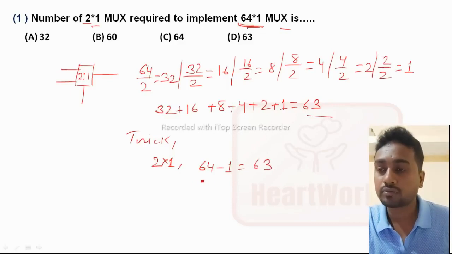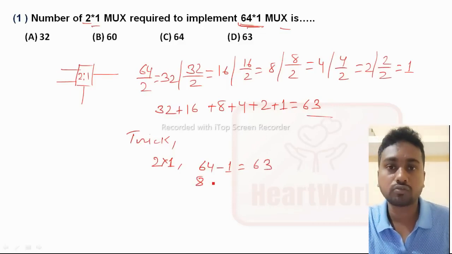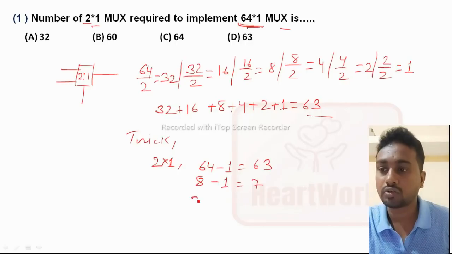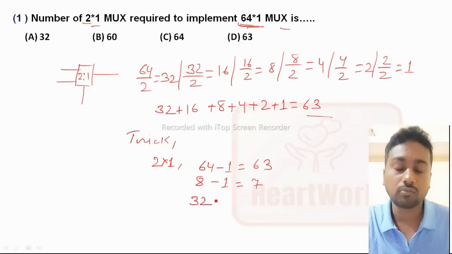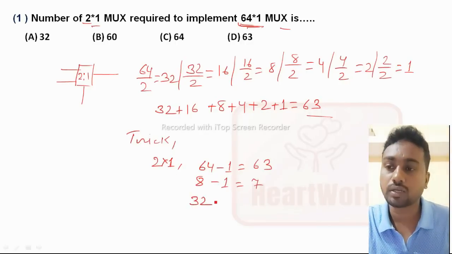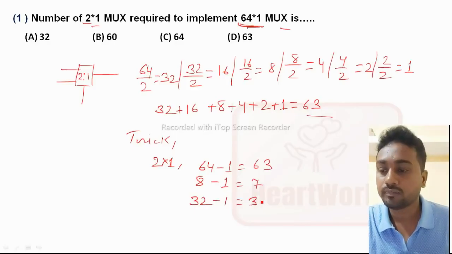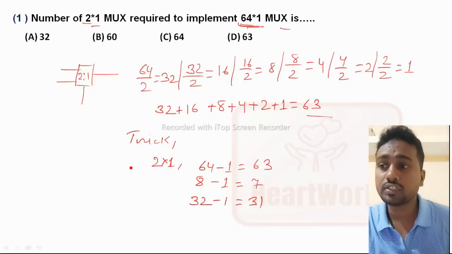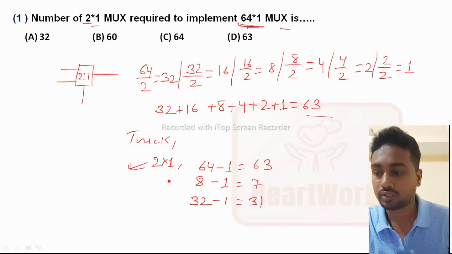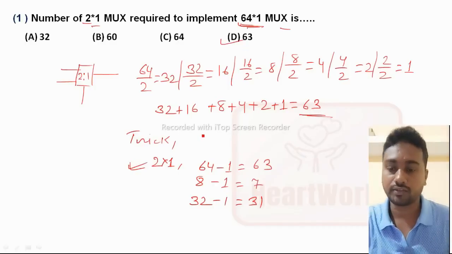Again, if they ask for an 8 is to 1 mux, implemented using 2 is to 1, then 8 minus 1 is equal to 7. If they ask 32 is to 1, implemented using 2 is to 1, then 32 minus 1 is equal to 31 mux we require. So this trick is applicable only for 2 is to 1. Okay, so here how much? 63. So option D is our right answer.